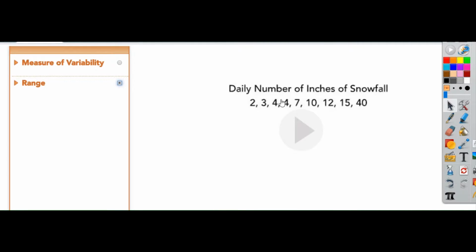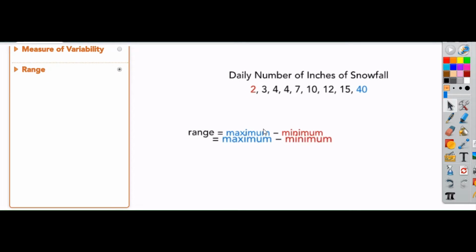So now let's look at what range is. So range is going to be the minimum value and the maximum value. You need those two. You have to subtract the minimum value from the maximum value. So in this case, we have 40 as the maximum, 2 as the minimum, and then we have to subtract them and we'll get the range, which is 38.